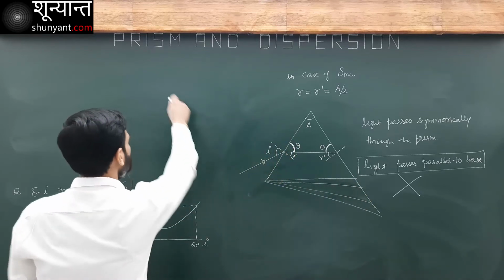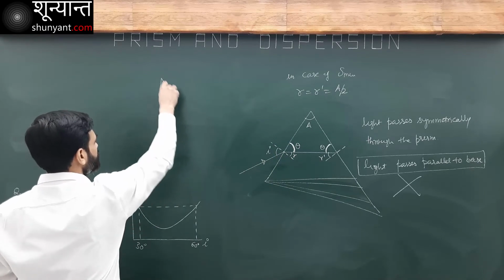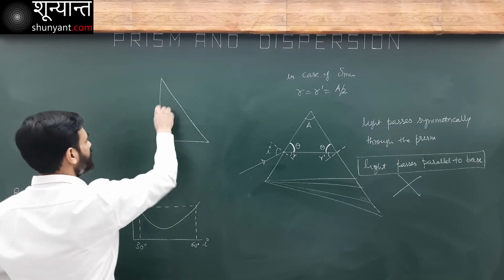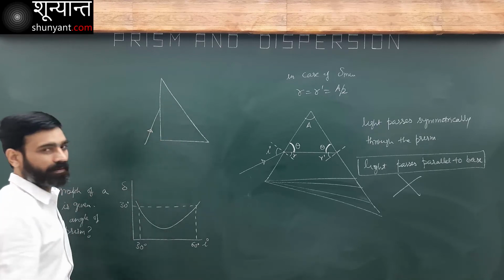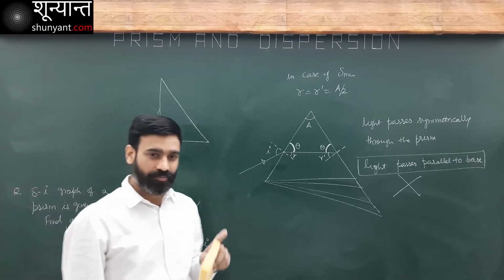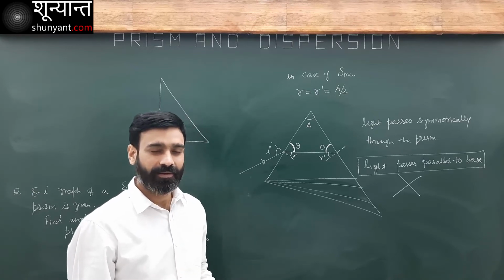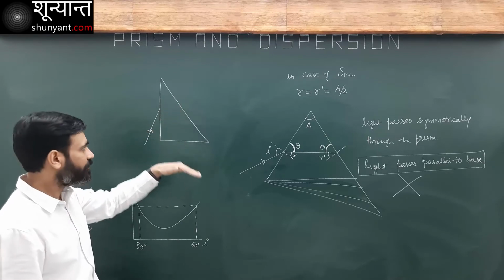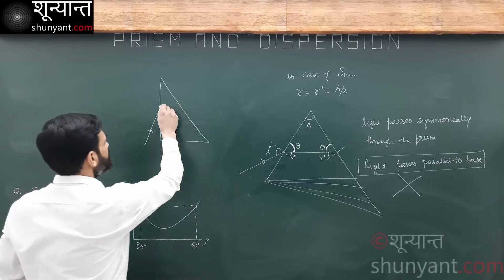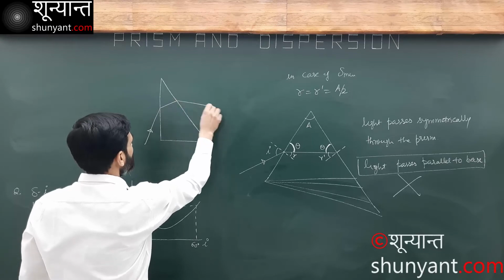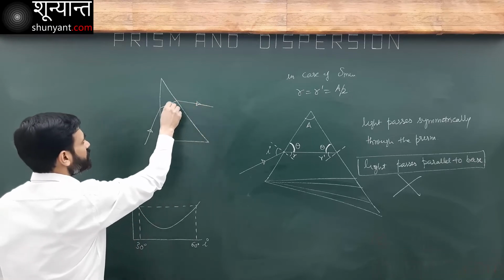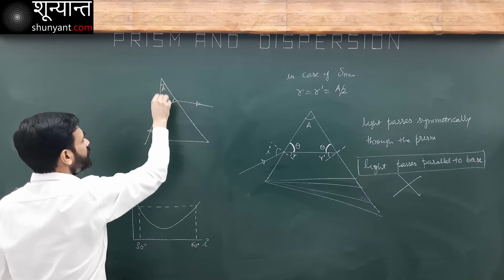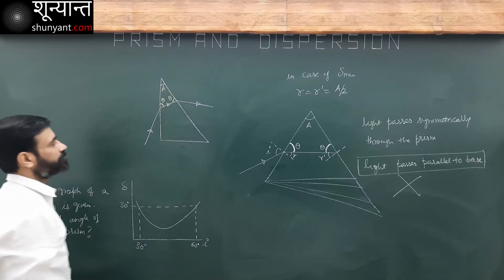For example, I can have a prism like this. In this case, light is incident like this. I'm saying that it is a case of minimum deviation, and how will the light ray pass inside this prism? It will never be parallel to the base. It will pass symmetrically like this. This is how the light is going to pass. These two angles are same. This is A. These two angles are going to be same.